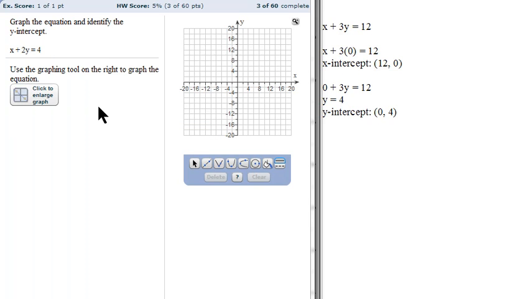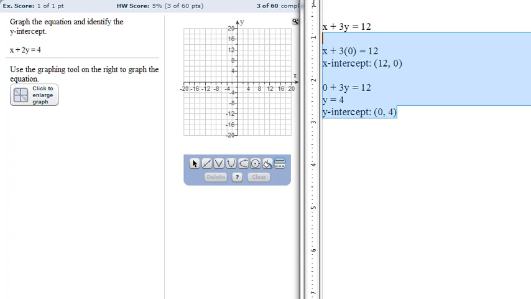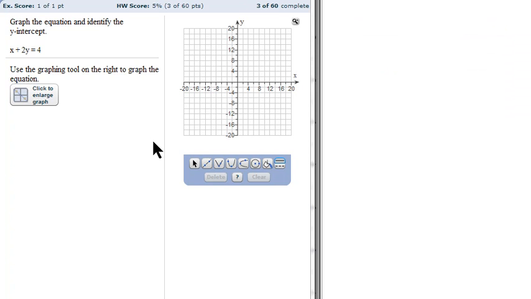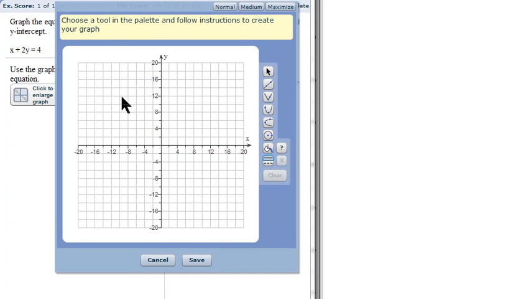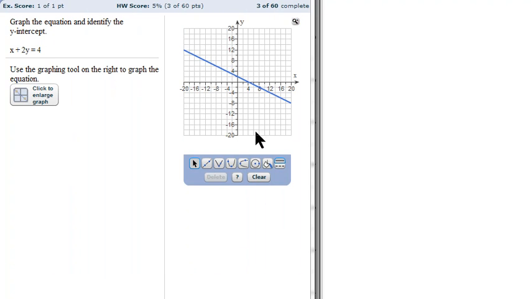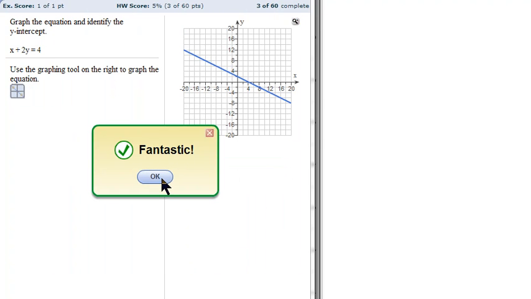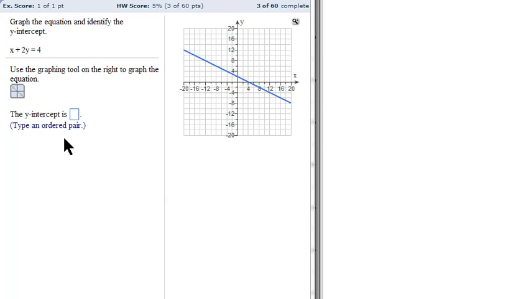One more. Okay, for this one, I just want to show you that you don't have to write all this stuff out. We have x plus 2y is 4. If x were 0, I'd have 2 times y is 4, so y would have to be 2. So one point is going to be 0, 2. If y were 0, I'd have x equals 4, so one point is going to be 4, 0. Save it, check it, tells me I'm right. The y-intercept we found, again, was 0, 2. Check it, tells me I'm right.